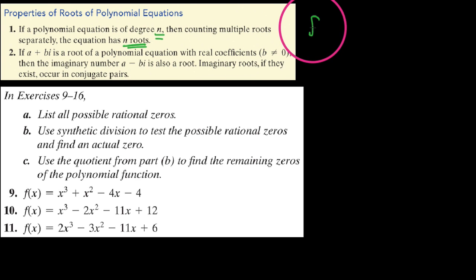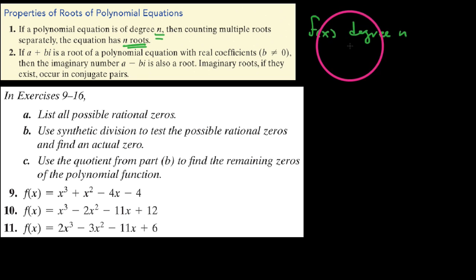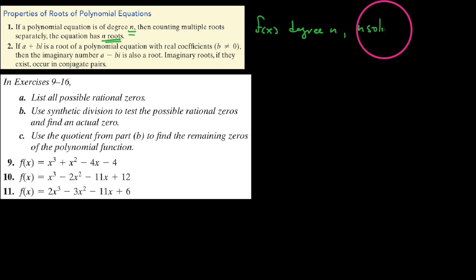So what this means is that if f of x is degree n, then there are n solutions. And this is always true. The other thing is this: if a plus bi, which is a complex zero, is a root of a polynomial equation with real coefficients, then the imaginary number a minus bi is also a root, so long as the b part isn't 0. So we say that complex zeros come in conjugate pairs.